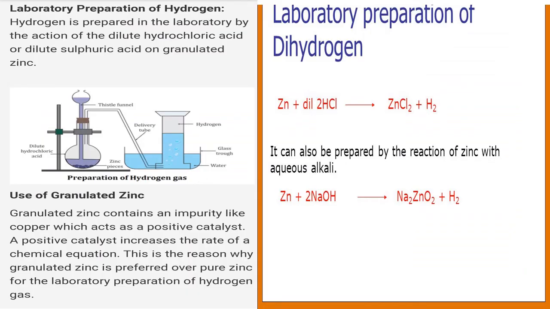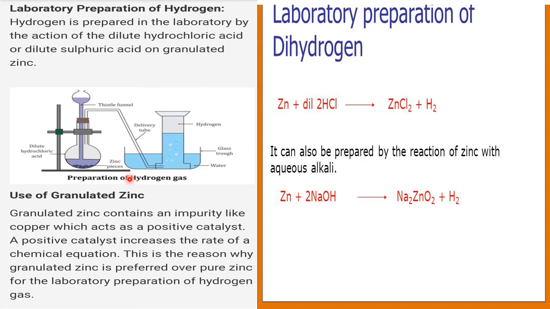First is how it is prepared in the laboratory. To prepare hydrogen in the laboratory, the best combination is the action of metal with acid. Acids contain hydrogen, and metals more reactive than hydrogen will definitely displace it when they react. Keeping this principle in mind, we prepare hydrogen. Among all the metals, the most friendly metal is zinc, specifically granulated zinc, which has small granules.